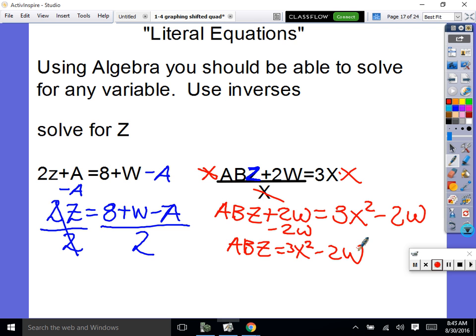Next step to get Z alone. Good. Divide by AB, right? Multiplication. What undoes multiplication? Division. Divide by AB. Isn't Z alone? We've accomplished our goal. That's solving the literal equation. Okay, awesome. Yeah, we're totally getting it.